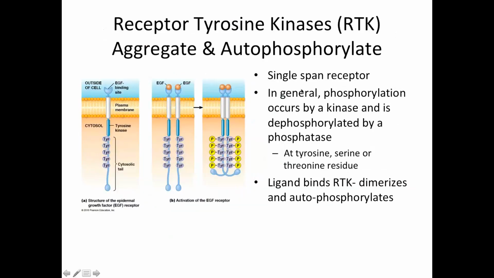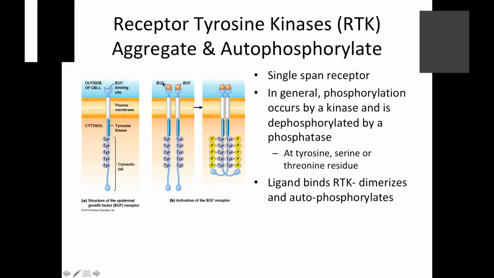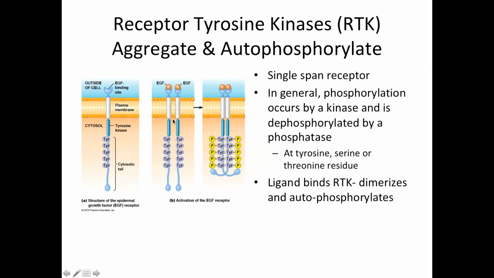Now let's talk about a different receptor subclass, receptor tyrosine kinases. Receptor tyrosine kinases will initiate a different type of cellular response. These are single-span receptors, and when a ligand binds, here shown an example of a ligand, EGF, a growth factor, this is going to cause the receptors to dimerize and then autophosphorylate. So we'll add phosphate groups to all of their tyrosine residues.